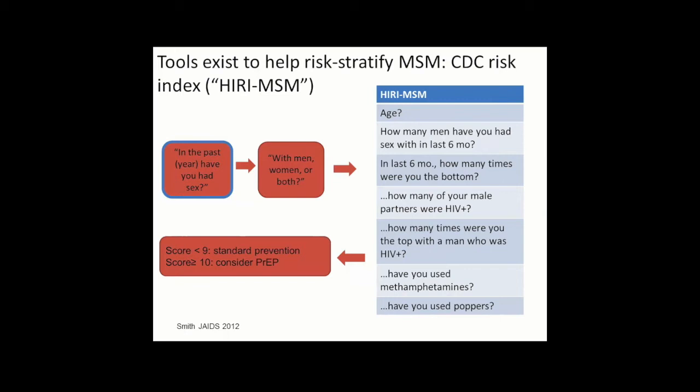So as you can see, the risk screener asks about sexual behaviors, drug-using behaviors, et cetera, things that have been validated to predict in some populations, although it's not perfect, whether someone may be a candidate for a more intensive conversation about PrEP.